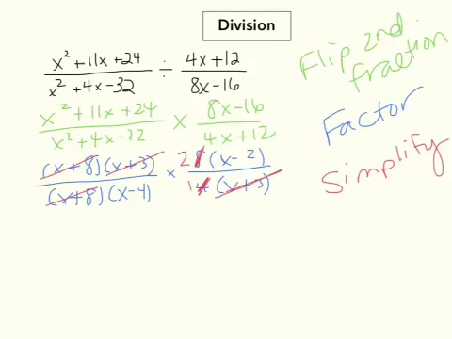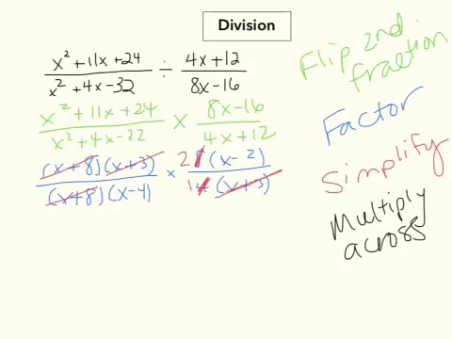And then the last step is just to multiply across. And again, you can leave it in factored form. So the only thing I have left on the top is a 2 times an x minus 2. And on the bottom I have an x minus 4.